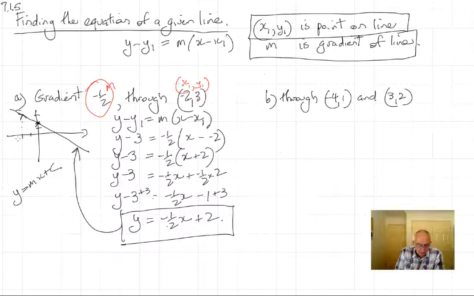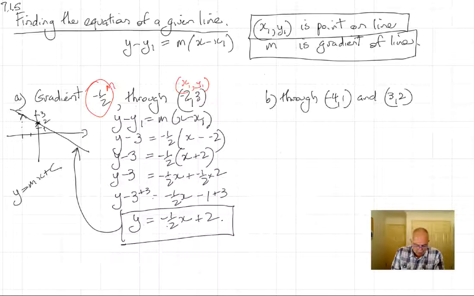And just by the little bit of working we did, starting at the point (-2, 3), we knew the gradient for 2 across, it dropped down. So we could see that that was the point 2. So it certainly has a y-intercept of plus 2.